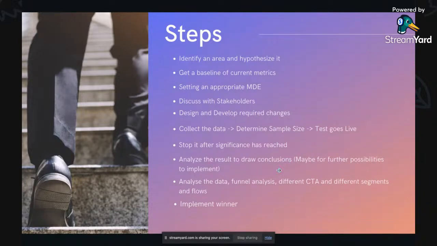This is again a step that varies across different organizations, and analysis could range from a lot of things. It could be a funnel analysis. I think we discussed the funnels earlier on. I'll just open that slide again. Just a second.